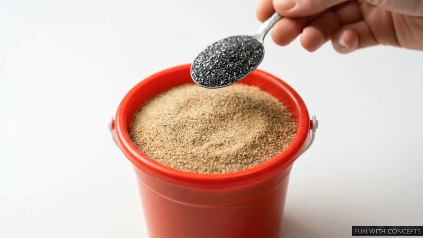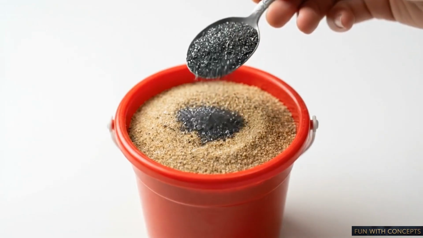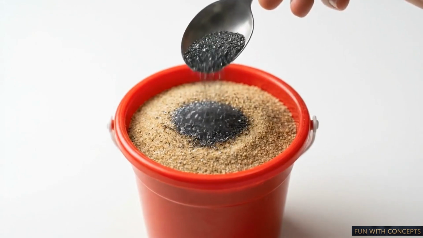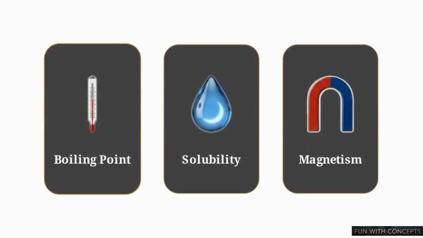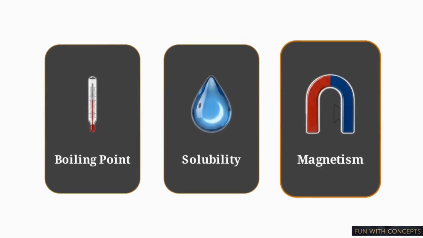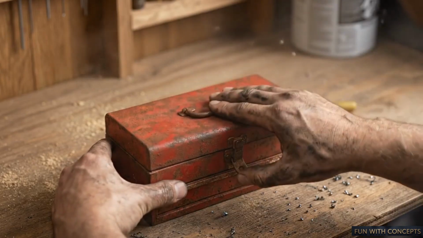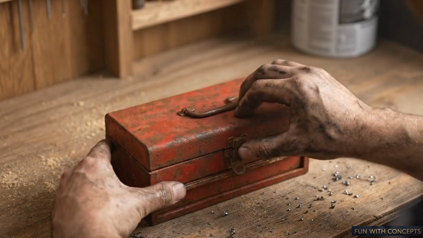So here is a challenge for you. Imagine you accidentally drop a handful of magnetic iron filings right into a bucket of dry beach sand. Which physical trait could you use to separate them? Or what simple tool from your garage would you use to quickly pull all that iron back out?